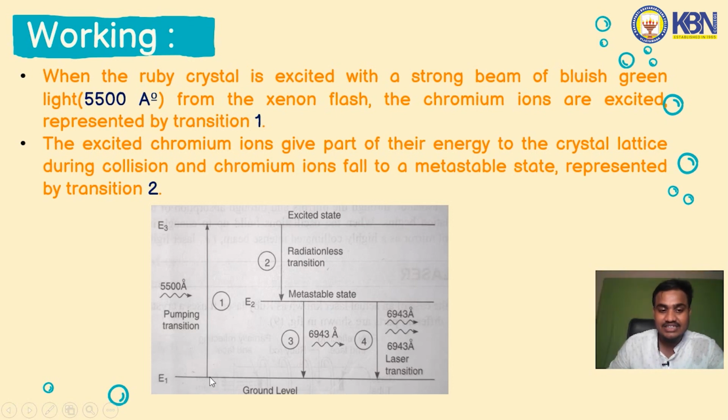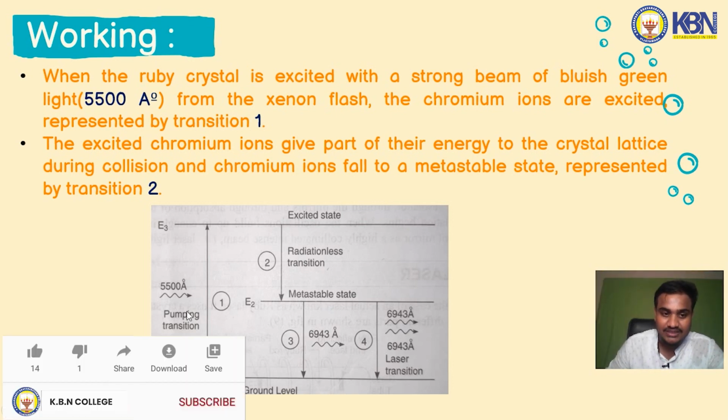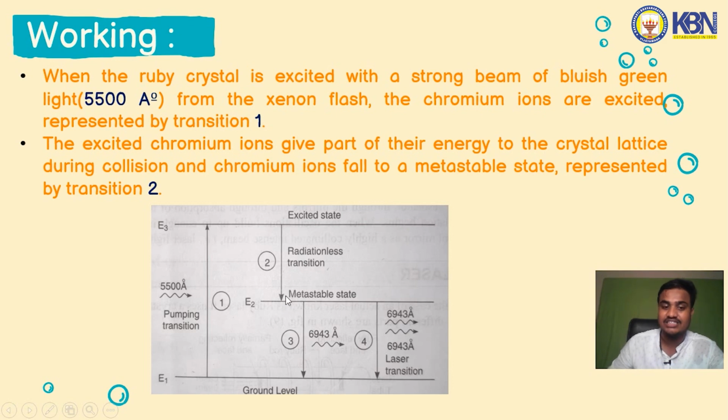Initially the pumping transition is represented by 1, and the second transition, due to crystal lattice vibrations or collisions, brings the chromium atoms to the metastable state without emitting any radiation. This transition is represented by 2, and it is termed the radiationless transition.